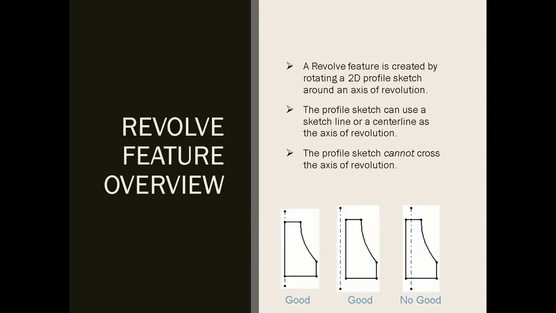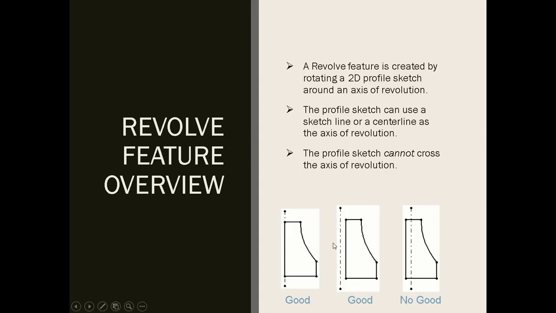So your revolve feature, you guys all worked on this in your Chapter 3 homework. It is created by rotating a two-dimensional profile sketch around an axis of revolution. The profile sketch can use a sketch line or a center line as the axis of revolution. The profile sketch cannot cross the axis of revolution. So thinking back to your Chapter 3 homework, I told everyone just use the outside edge. It has to be one of the outside edges, so it could be this edge or the side edge. If I chose the smaller edge, then my center is going to be hollowed out.